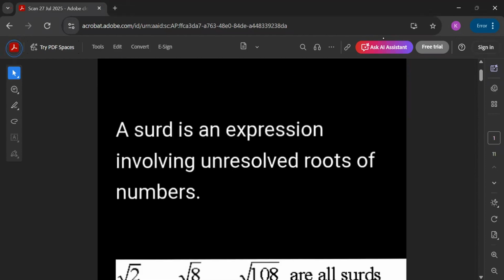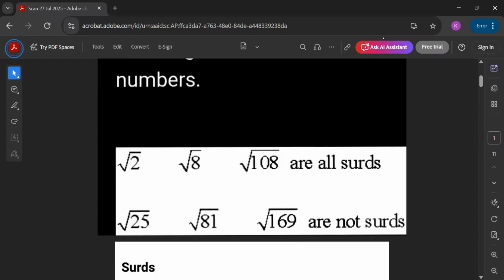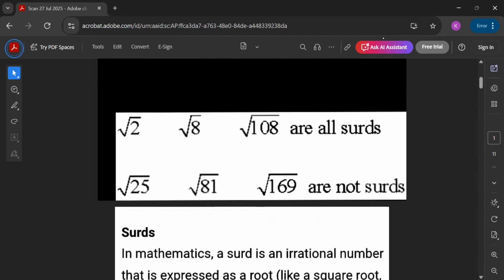We all have done square roots in the junior classes. Basically, square root 2, square root 8, square root 108 are examples of surds. Square root 25: if we take the square root of 25, it is 5. And 81 is a perfect square, so it's going to give us 9. 169 is again a perfect square, it's going to give us 13.